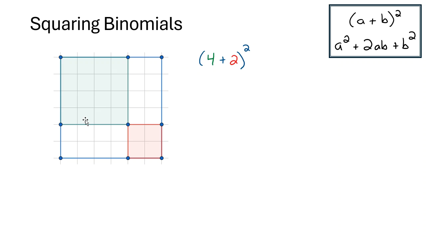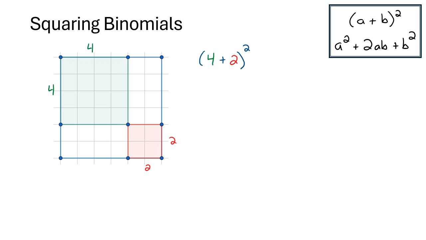So let's look at it thinking about the area of a rectangle. So here I have a square in this case, some squares. Here I have a square of length 4 by 4, and here I have another square of length 2 by 2.